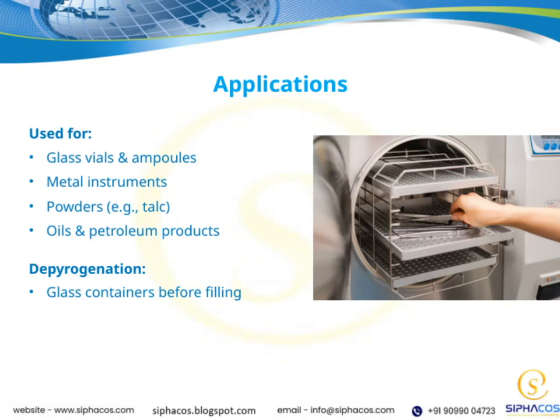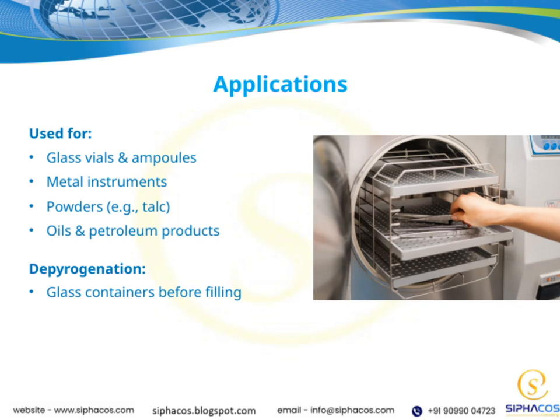It's used for a variety of items, starting with glass vials and ampules, which are common containers in pharmaceutical packaging. It's also applicable to metal instruments, ensuring they are sterile and safe for use. Additionally, powders like talc, which are used in many industries, benefit from this process to minimize contamination. Oils and petroleum products are also included, especially when high purity is required.